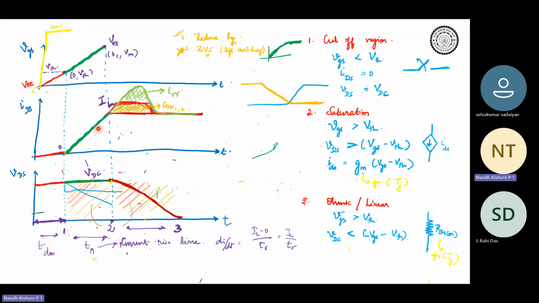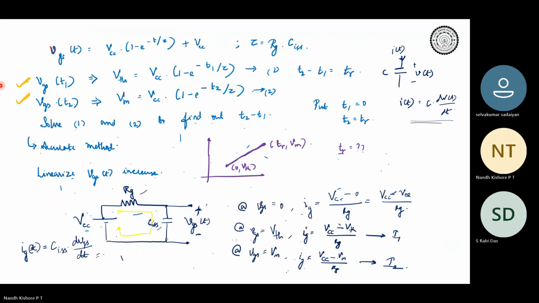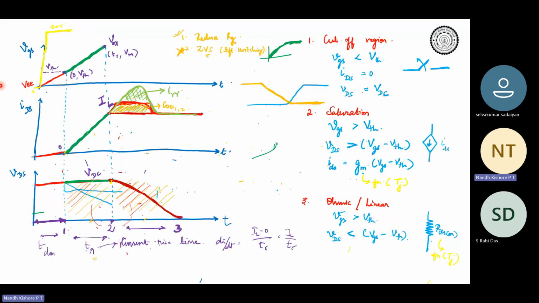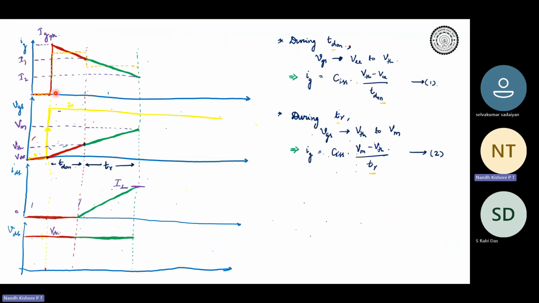Next we have the current rise time, wherein the current rises from zero towards the rated load current IL. And then we have the voltage fall time, wherein the device voltage falls from VDC to zero. So we have the three time periods now, and we try to quantify them. So what did we do to quantify this? We took the gate side current, and we tried to plot what would be the gate current.